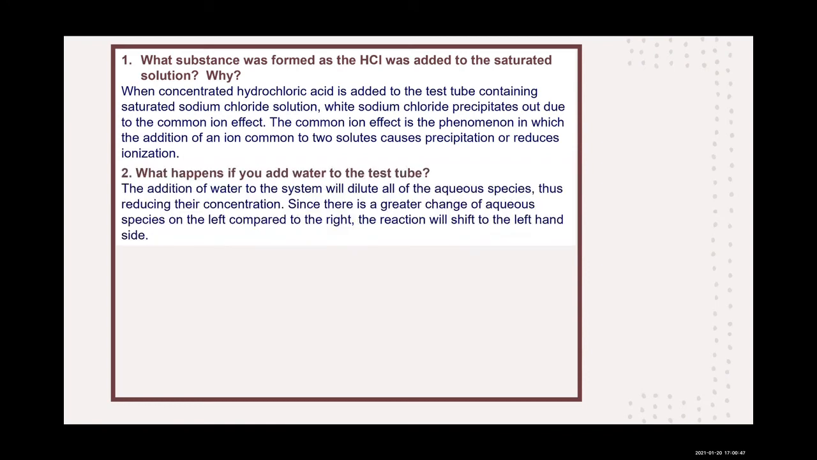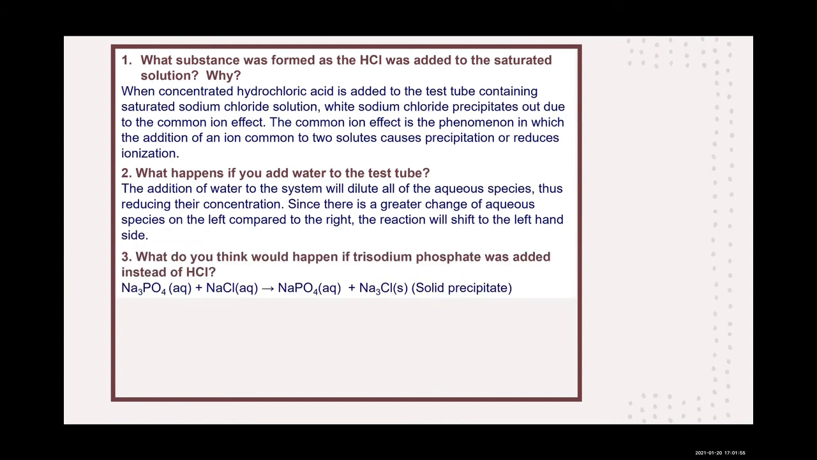What happens if you add water to the test tube? The addition of water to the system will dilute all of the aqueous species, thus reducing their concentration. Since there is a greater change of aqueous species on the left compared to the right, the reaction will shift to the left-hand side. What do you think would happen if trisodium phosphate was added instead of hydrochloric acid? The equation is below, and you would get solid precipitate.